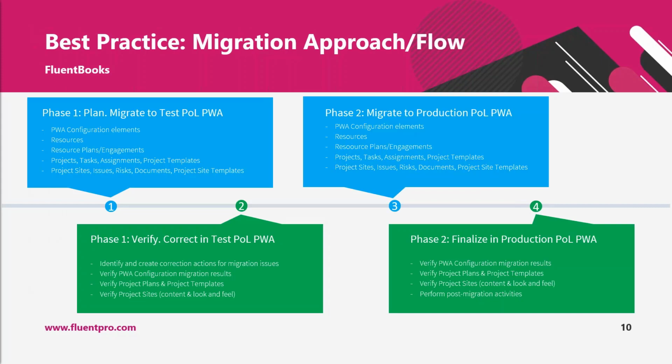When we do migration as a service, and when we provide trainings for using Fluent Books for migrations, we recommend the following approach to the migration. We split migration into several phases, and the first phase is planning and migrating data to test Project Online PWA, like all parts of data that you decide to take to Project Online: configuration, resources, resource plans that would be transformed to engagements in Project Online.